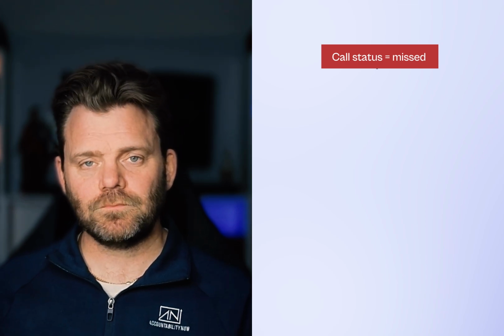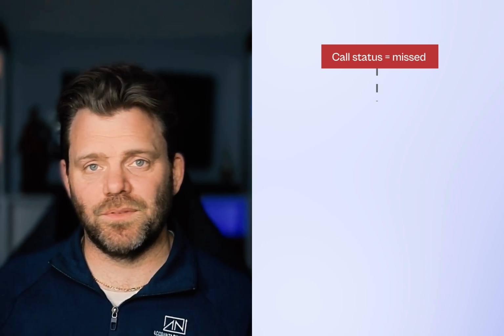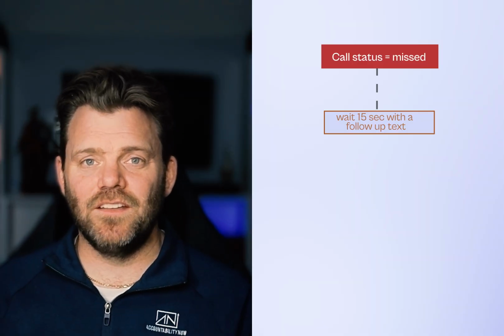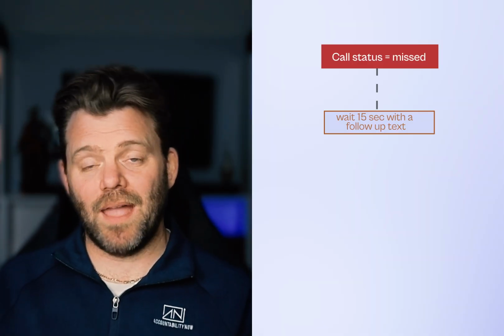some native sequencing built inside of Go High Level, which is great, but I'm going to create a new trigger which is called call status equals missed. And then from there, I build a simple sequence where step one is I wait 15 seconds and then do a follow-up text, right? Might be, hey, I know we missed your call.